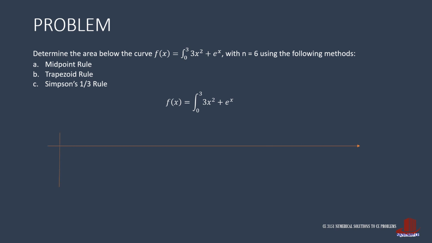Given the function, draw a Cartesian plane, and from the limits, it shows that the curve is measured from 0 to 3. So the total base length is 3 minus 0, giving 3. The instruction is to have 6 parts, which provides delta x as 3 divided by 6, or 0.5. Thus, the strips have x coordinates of 0.5, 1, 1.5, 2, and 2.5 in between the limits.